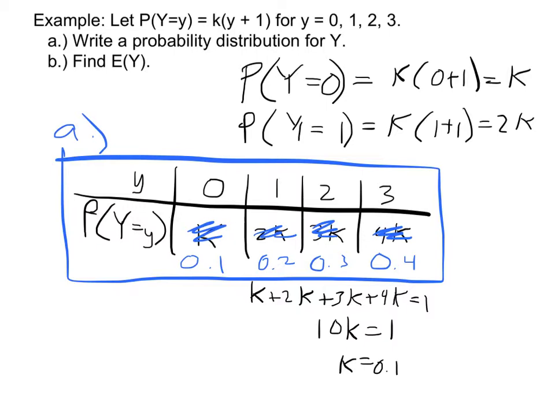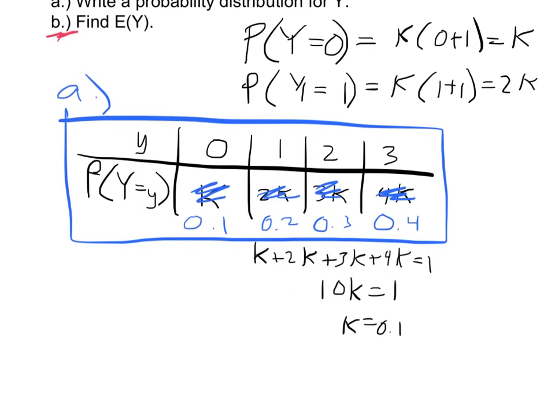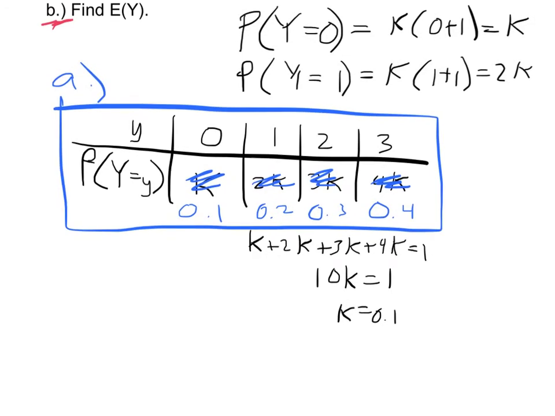Part B asks us to find the expected value of y, E of y. Now again, based on what we saw in the previous example, you should be able to do this. So please pause the video and compute the expected value of this event.